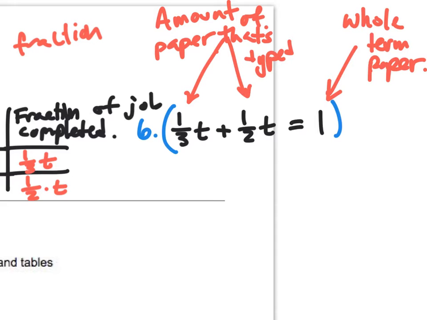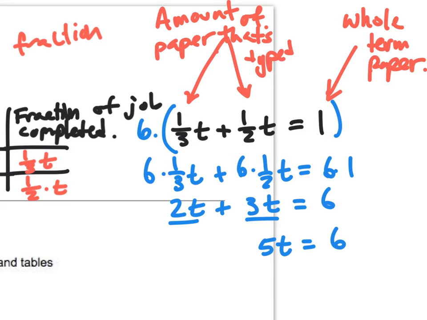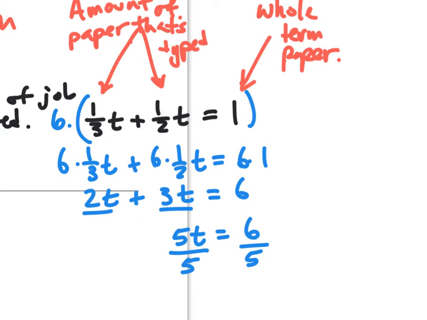So if I took 6 times 1/3 t plus 6 times 1/2 t is equal to 6 times 1. So 6 times 1/3 is actually going to give me 2t. And then 6 times a half is going to give me 3t. That's going to give me a total of 6. I can combine our like terms, so 2t plus 3t gives me 5t, and that's equal to 6. I'm going to divide both sides by 5, and that's going to give me a value of t is equal to 6/5.